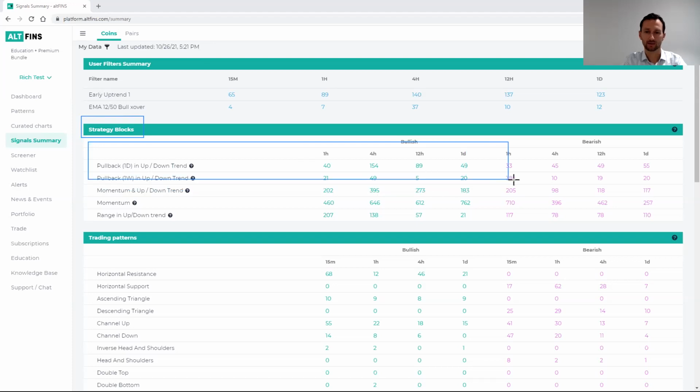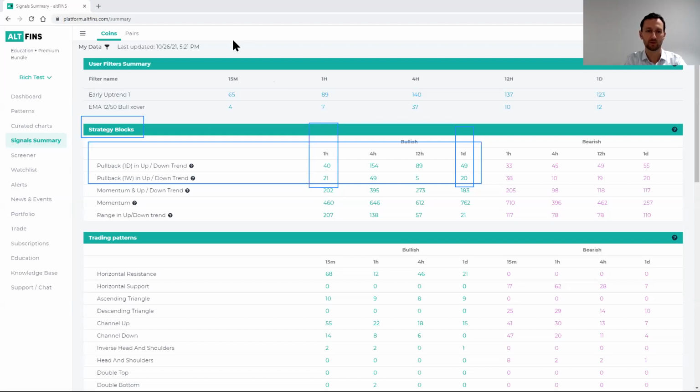Here, pullbacks in an up or down trend. Obviously, if you were going to short, then you look at the bearish setups, but in our case, we're looking to go long. We're looking for bullish setups. And in fact, we're looking for 1 day time interval. If you're trading on the lower time intervals, like an hour, you could use those links as well.